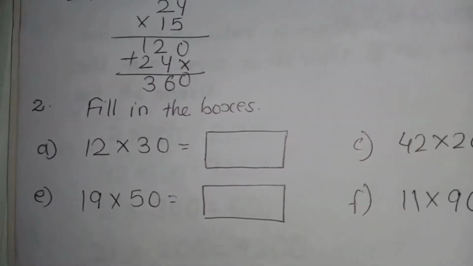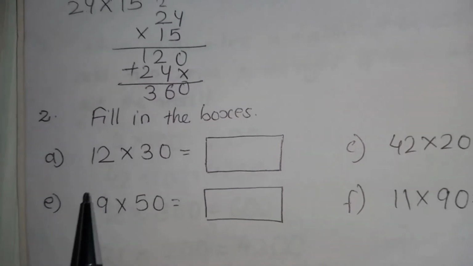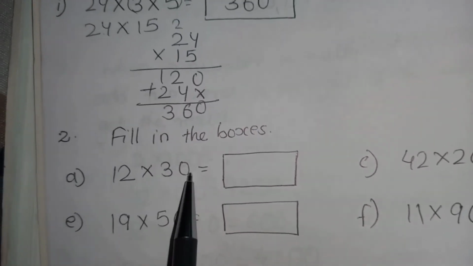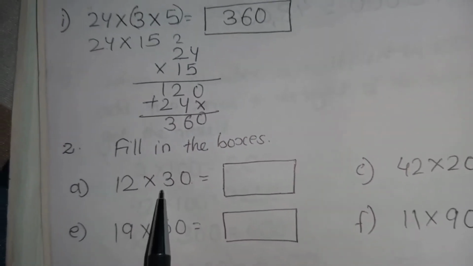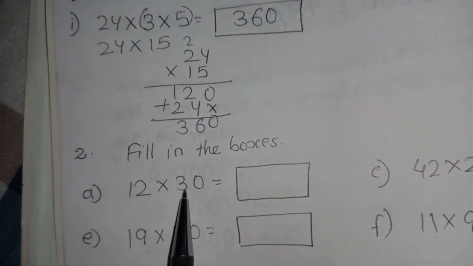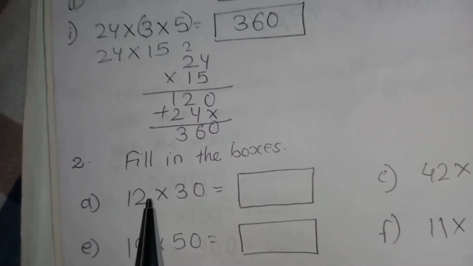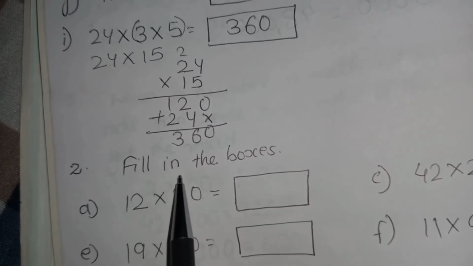Now question number 2. Fill in the boxes. Here it is 12 into 30. I've already told you the multiplication with the tens. So what we will do? We will multiply 12 into 3.